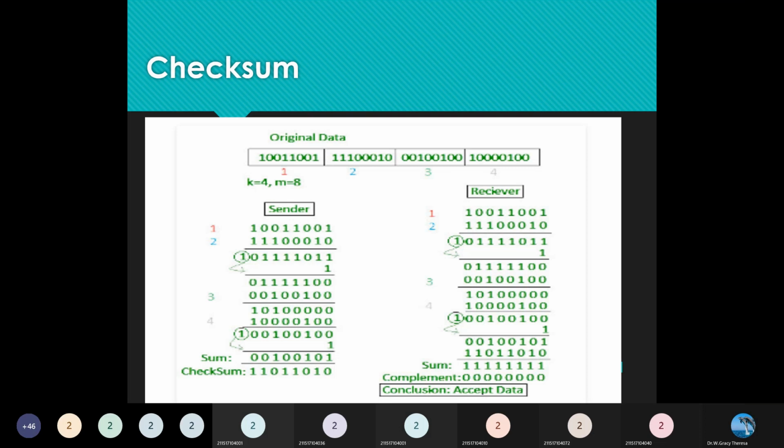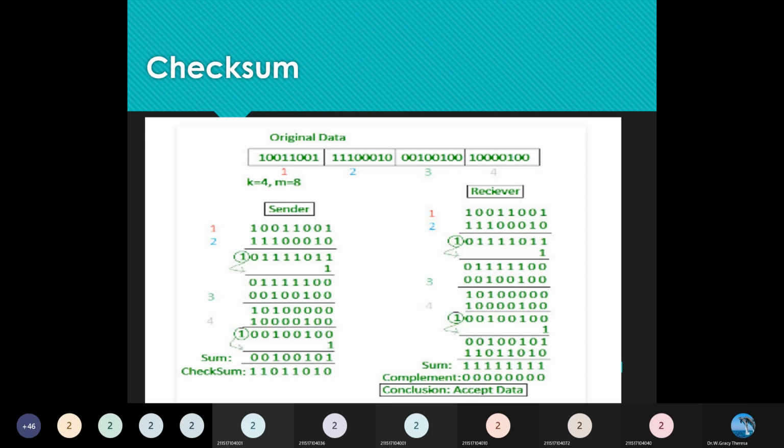On the sender side, all the segments are added using ones complement addition. We perform ones complement arithmetic addition on all the blocks of data, and after that we finally get a result. That result is complemented, and the complemented value is what we call the checksum. That is the final checksum value that we get.